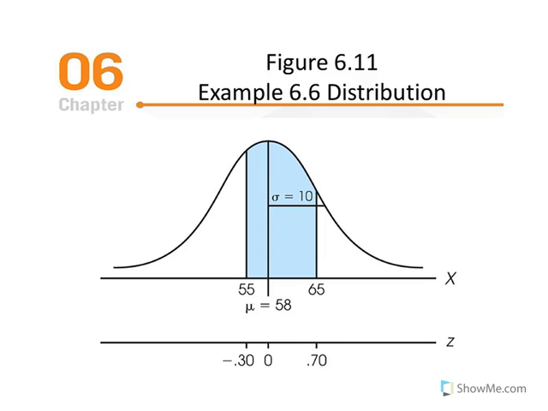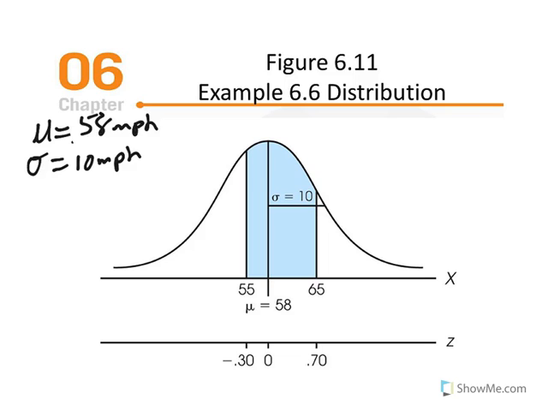Figure 6.11 refers to example 6.6 of the text. The Highway Department conducted a study measuring driving speeds on a local section of interstate highway. They found an average speed equal to 58 miles per hour with a standard deviation equal to 10 miles per hour. And I wrote 5 and it should be 58.